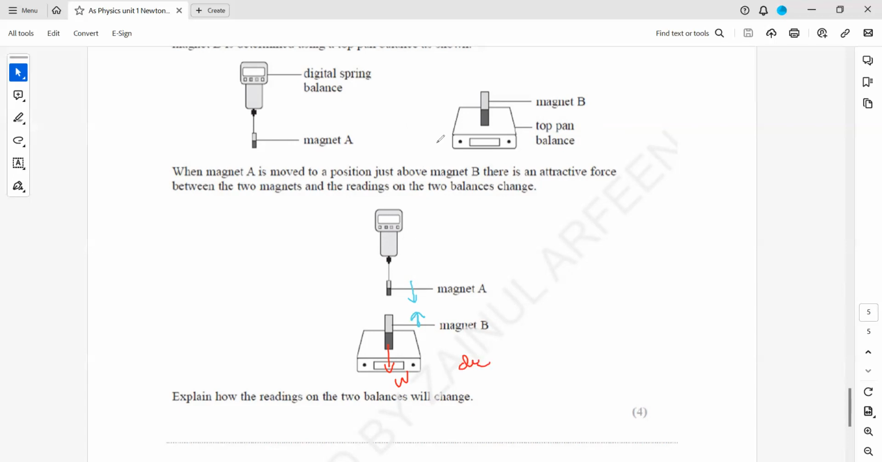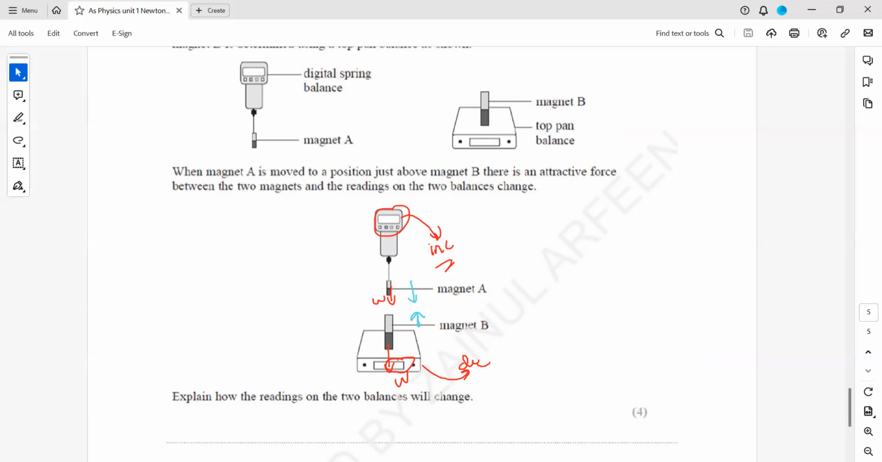And in the same way for the digital spring balance, the weight of magnet A is already acting downward and there is a Newton pair force that is also acting downward on magnet A. So as a result, greater downward force. Greater downward force means the reading on the digital spring balance will increase. So this reading will increase and the reading on the top pan balance will decrease. And the increase in the reading of the digital spring balance will be equal to the decrease in the reading of the top pan balance.